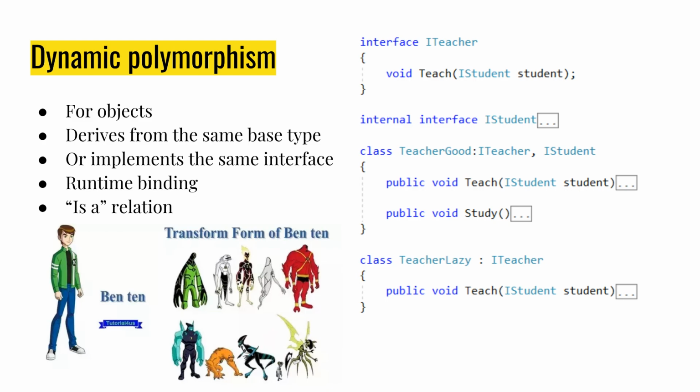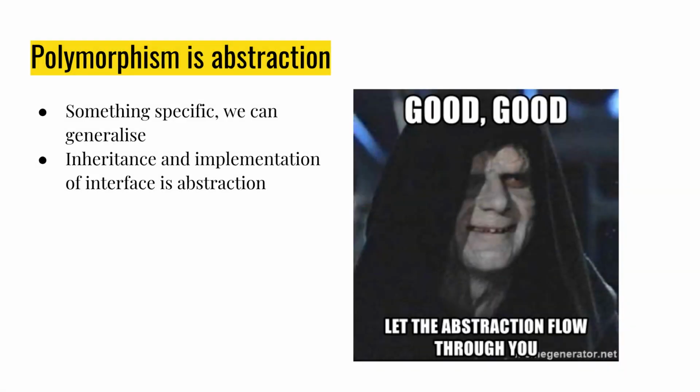We have an abstraction of a teacher in this case, and implementations of a teacher. Sorry, all implementations of teacher can be treated as one because there is a single unifying abstraction, which lets us have an is-a relation. So polymorphism is abstraction. We get something specific which we can generalize. Something specific is implementation, and generalization is an interface or a base class. Inheritance and implementation of interface is abstraction.